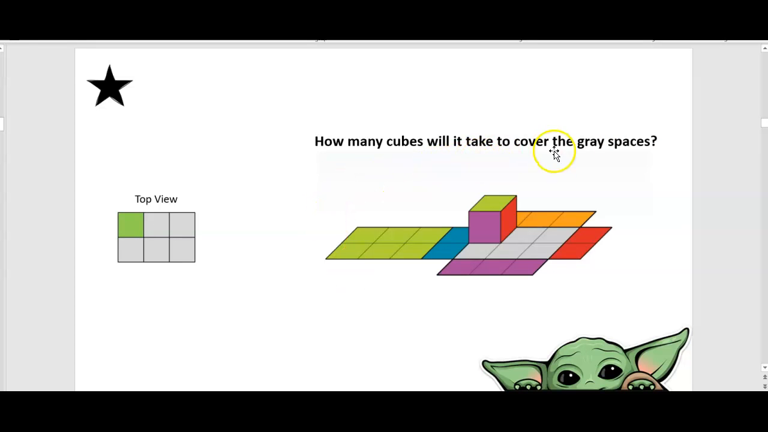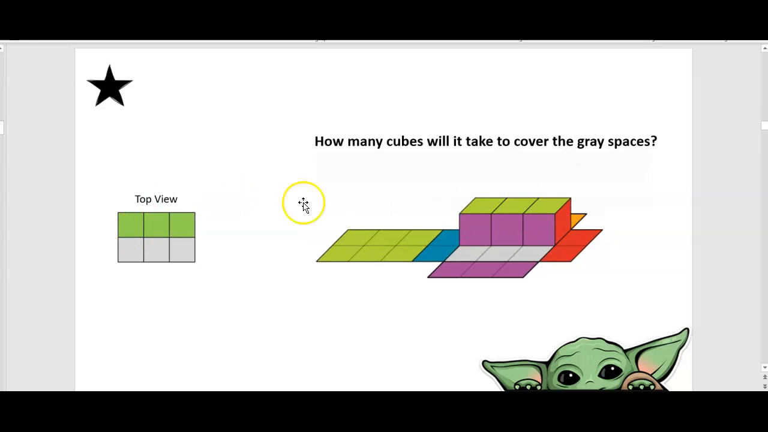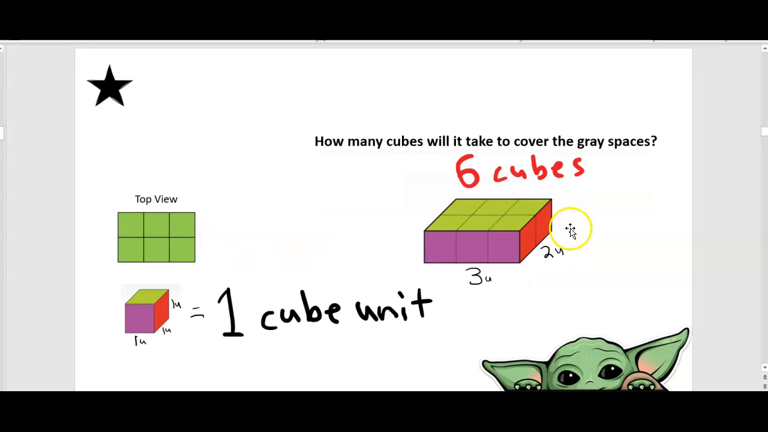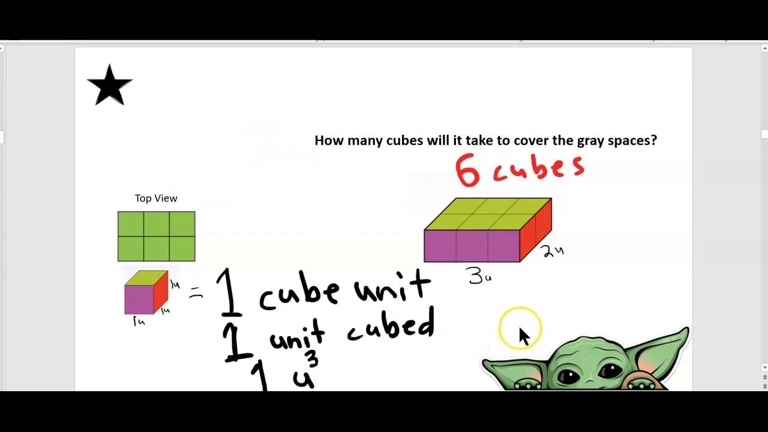How many cubes will it take to cover this gray area? Well, there's 1. You can see here's the top view. See, it's green on top. 3, 4. Well, it's easy, right? 6 cubes, right? So 6 cube units, because that's a 1 by 1 by 1. That's why I call it a cube. It's got that 3 on it. I can't draw, but anyway. 1 unit cubed. There it is.